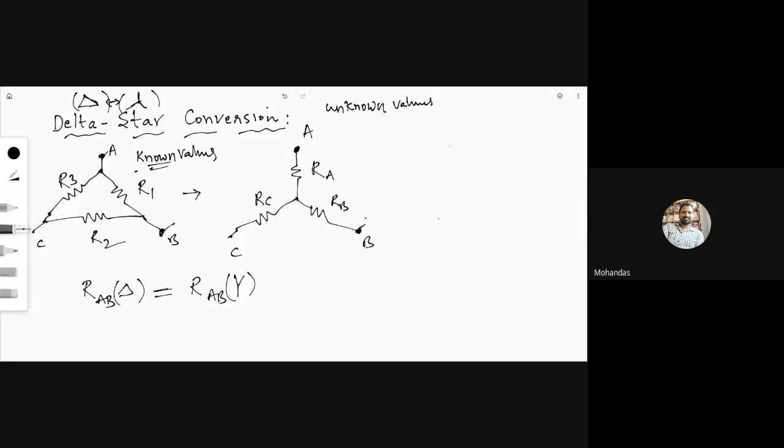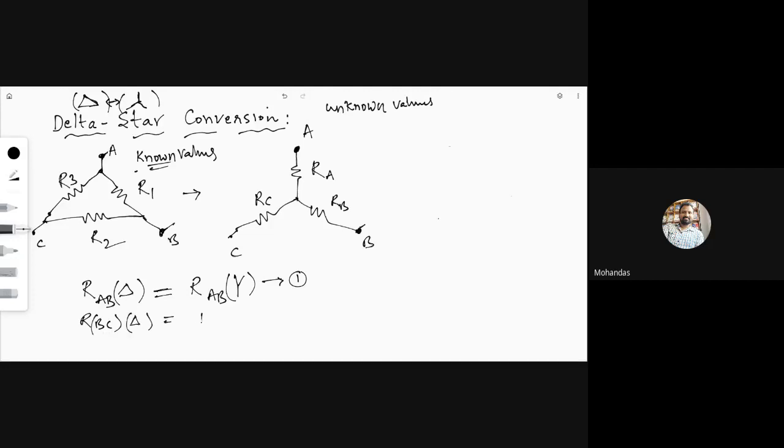The equivalent resistance should be the same. Based on this condition, we are going to derive. So this is one condition. Let us say equation 1. Next, the second equation is that the equivalent resistance seen by BC in delta fashion should be equal to the equivalent resistance seen by BC in star. This is the second condition.